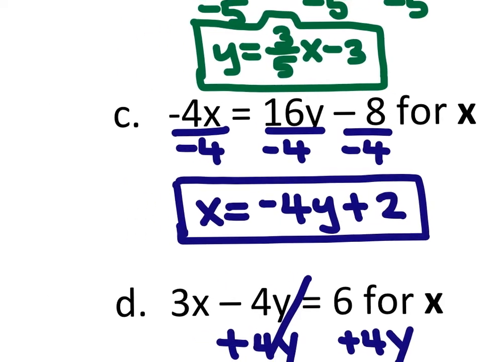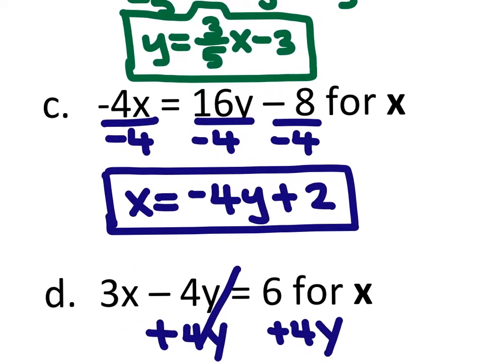On part C, I need to solve this time. They want me to solve for x. So here's x, and it's being multiplied by -4. So all I need to do is do the opposite, which is divide by -4.